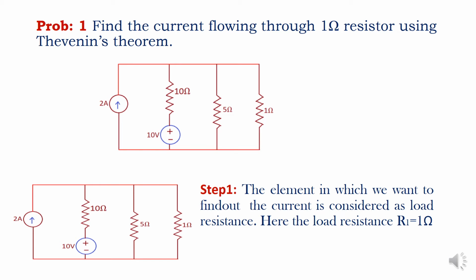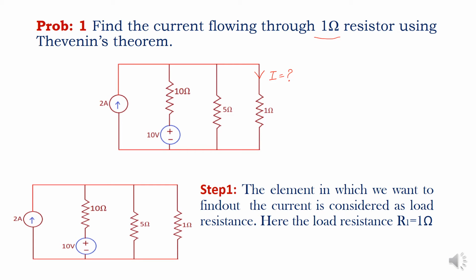Now I am going to explain Thevenin's theorem using one problem. Find the current flowing through the 1 ohm resistor using Thevenin's theorem. In this circuit that consists of a current source and a voltage source, our aim is to find out the current flowing through the 1 ohm resistor.